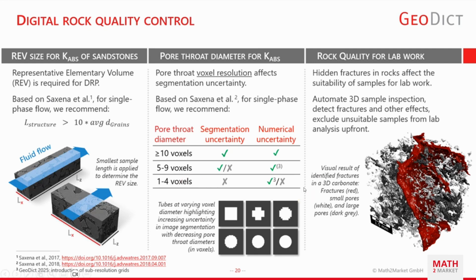However, as Lobel has presented earlier, and as we are also seeing in the plenary stage, we have the new feature in GeoDict 2025 that tackles this numerical uncertainty by going to sub-resolution grid cells, and thus giving you a numerically correct result for structures that have, like, 10 voxels in pore throat diameters. So this is really helping you out and improving the quality of the results.